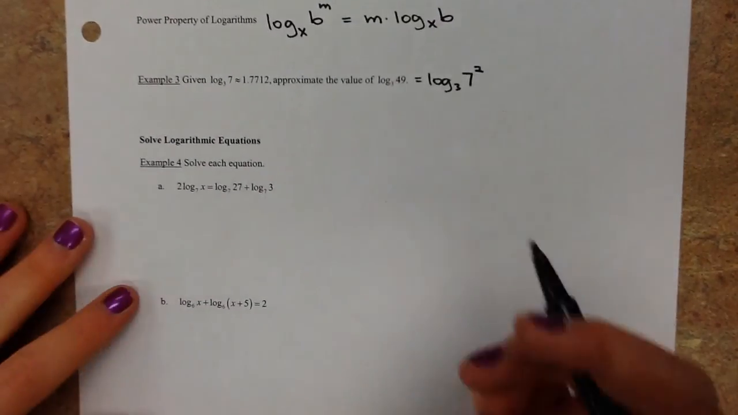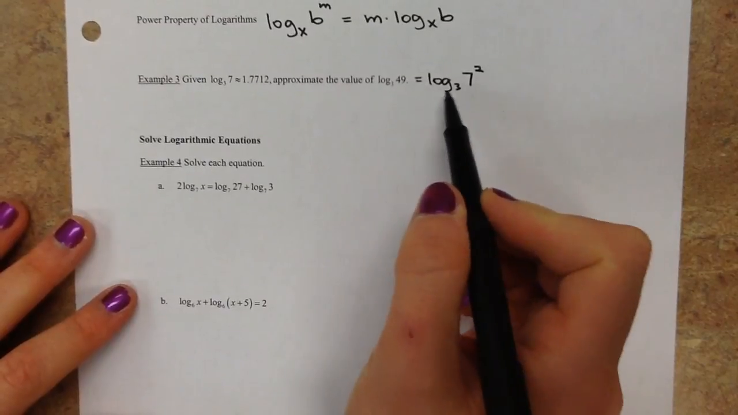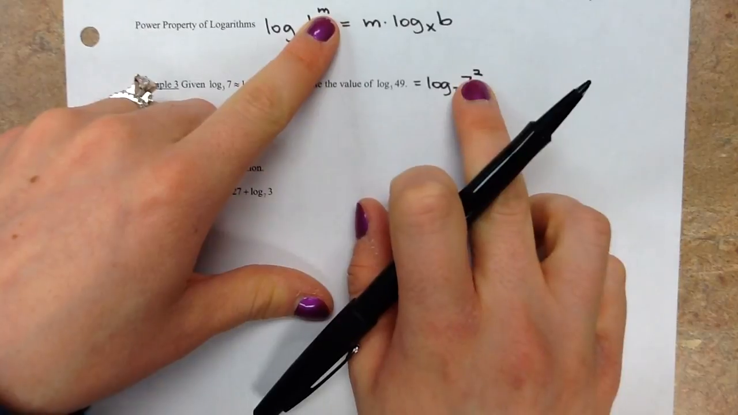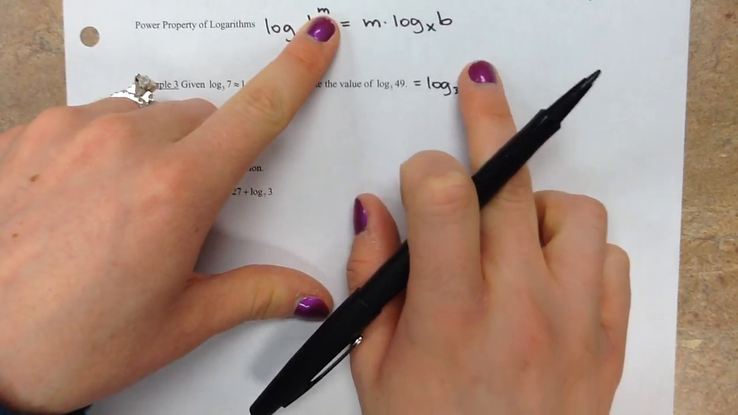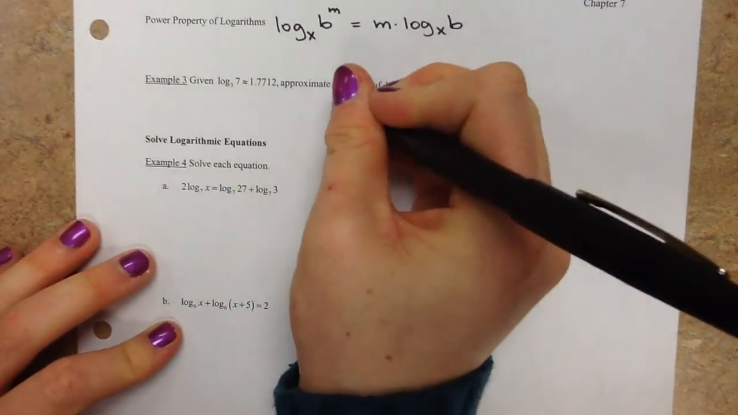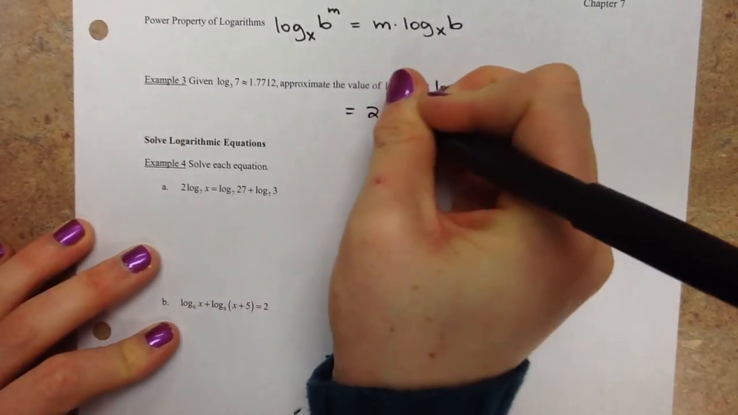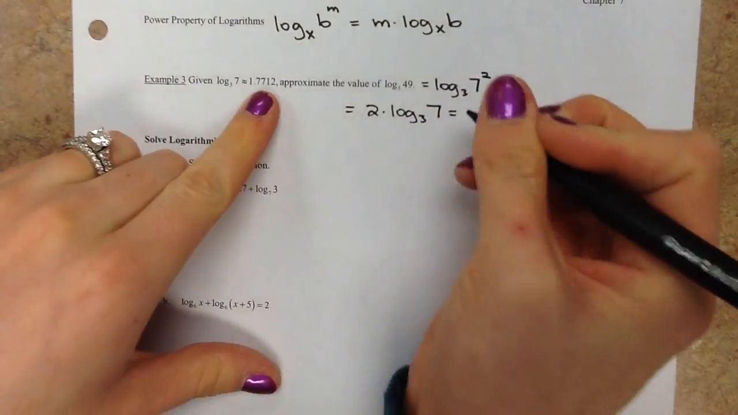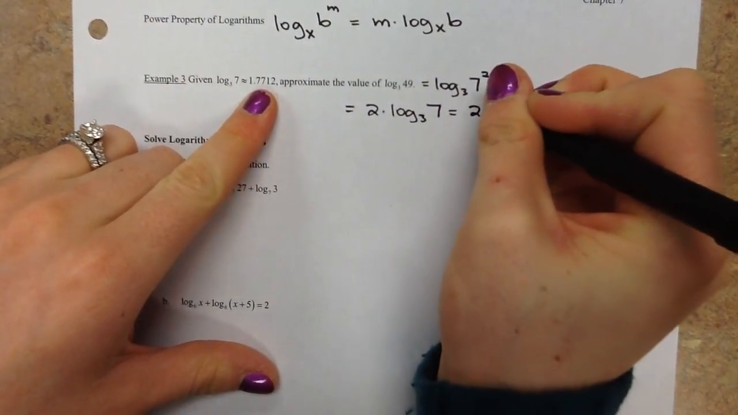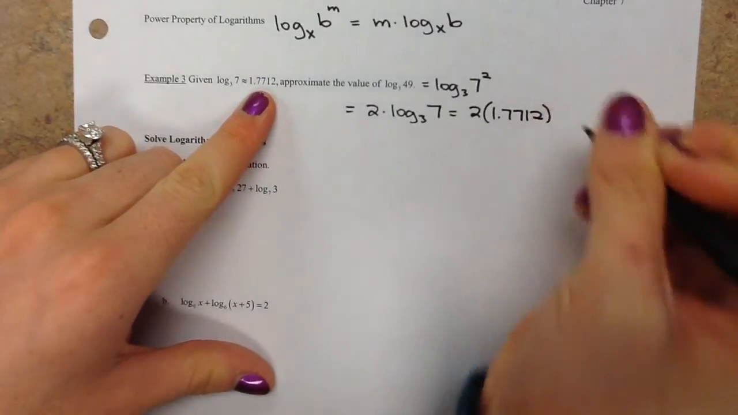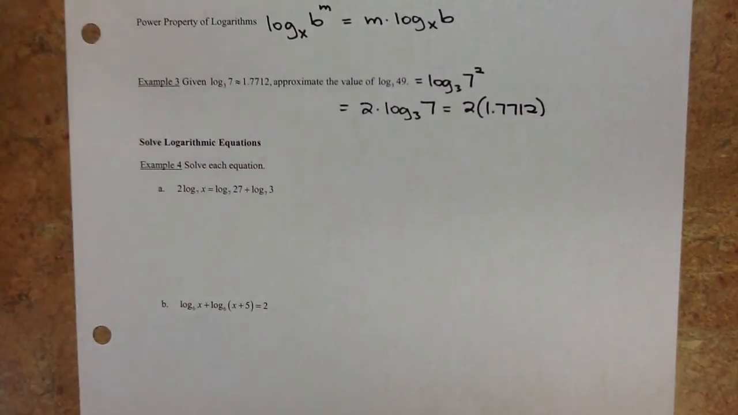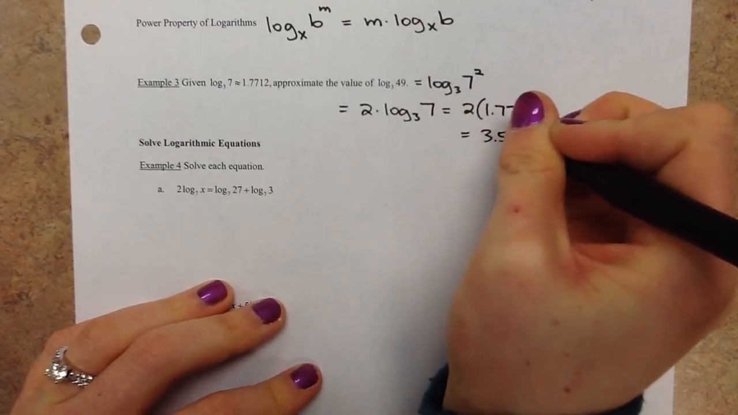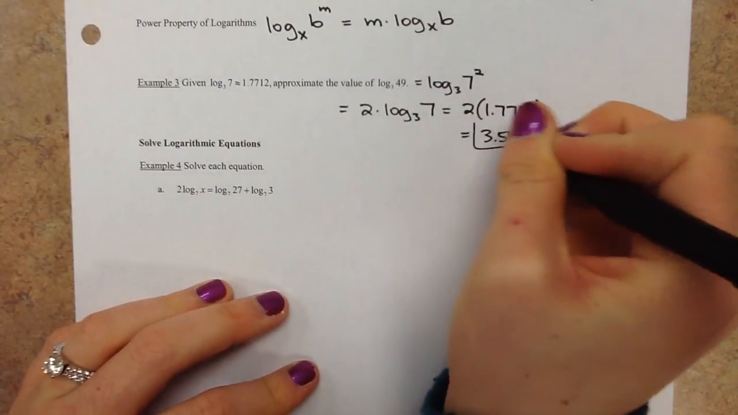49 is 7 squared, so that means log base 3 of 49 is the same as log base 3 of 7 squared. And according to this property right here, see how I've got an exponent right there and right there? That means I can move this exponent out front and multiply. So I can move the 2 out front and multiply by this right here, okay? And then I know what this is. So it's 2 times this approximate value. All right, and that's something that I would assume that you're just plugging right into your calculator. But we get about 3.5424 when you multiply that by 2.